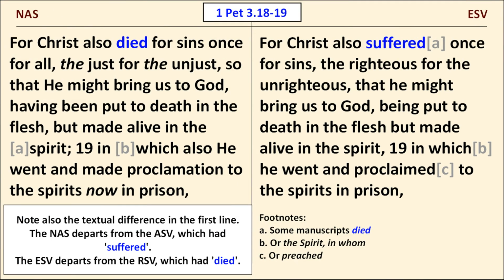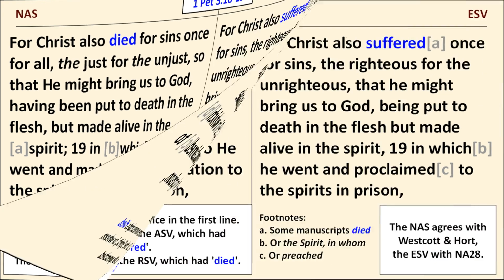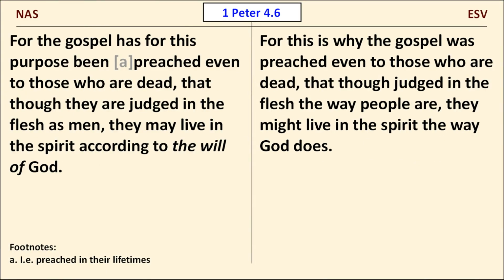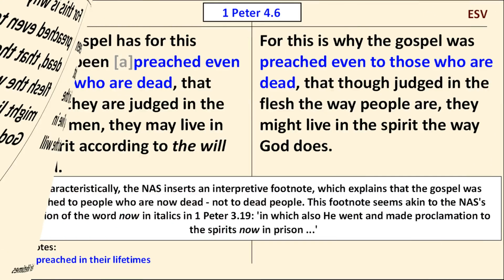In passing, I'll draw your attention to a difference in the first line that's due to the fact that the NAS and the ESV are translating different source texts. And as we've come to expect, the NAS agrees with Westcott and Hort, the ESV with NA28. We move now to 1 Peter chapter 4, verse 6. This passage may or may not be related to the one we just discussed. Commentators differ. At any rate, it addresses a similar topic.